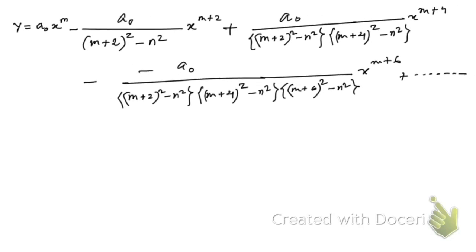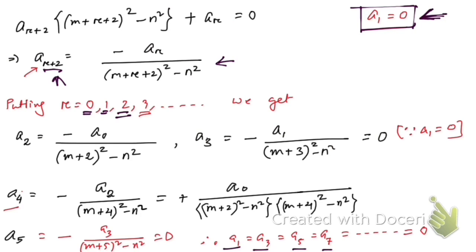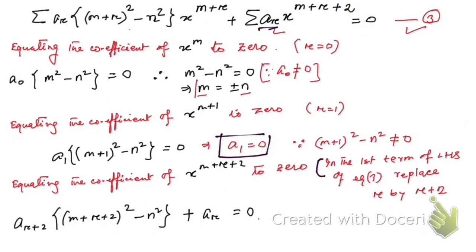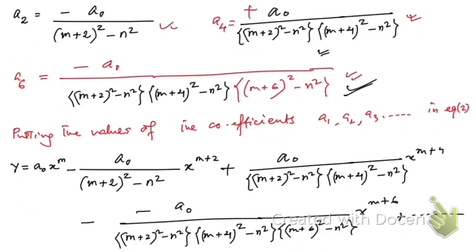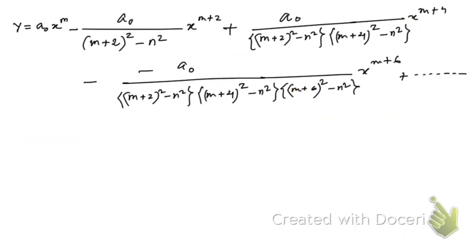Now let me go to the previous slides. Here I have shown m is equal to plus minus n. First let me replace m by plus n, then we're going to replace m by minus n. So now m is equal to plus n, and this result can be written this way.